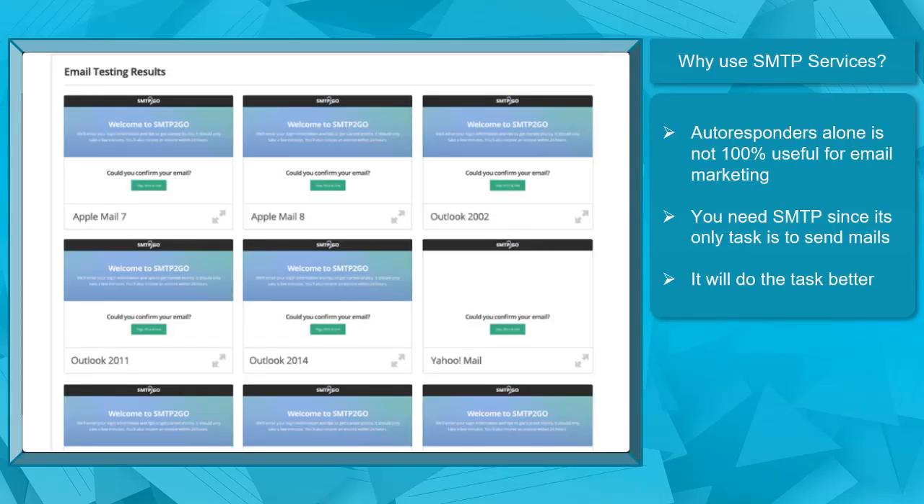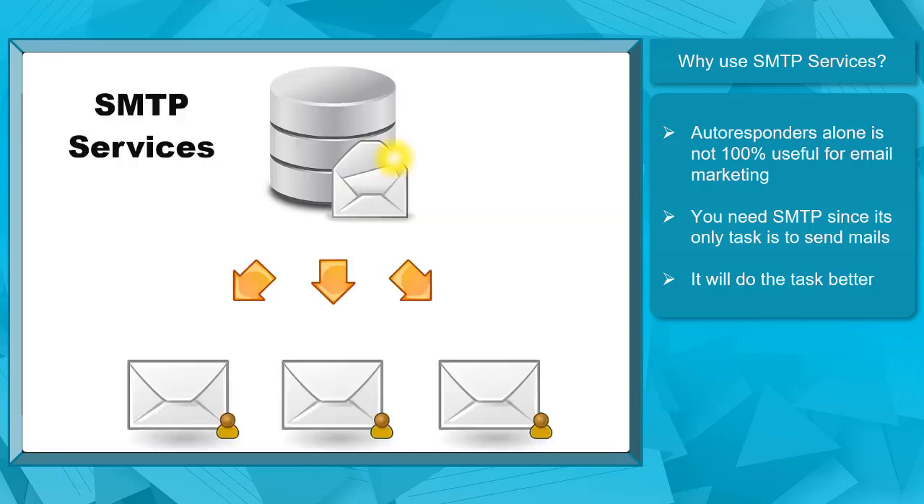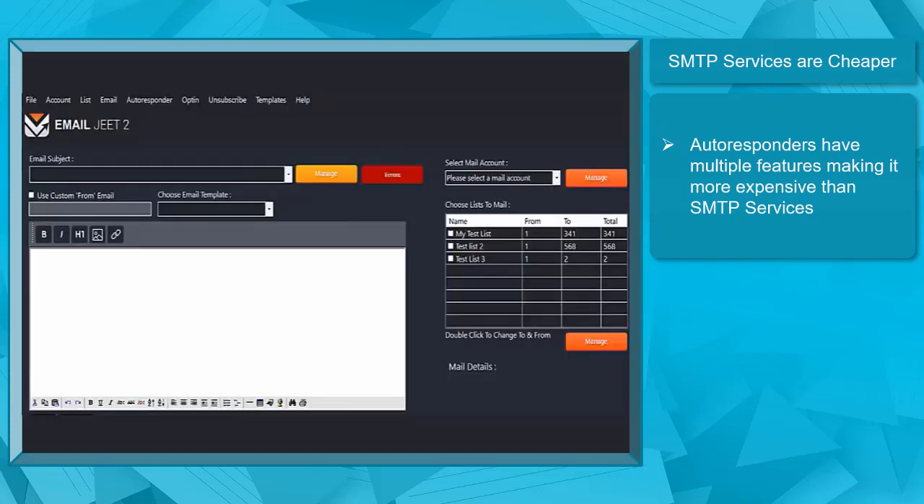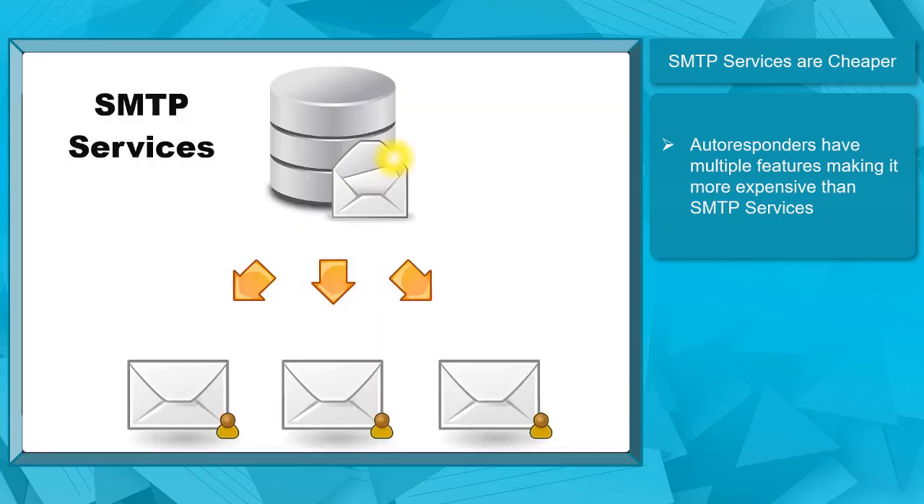So why do we need to use SMTP services if we already have autoresponders for sending mails? SMTP offers a better job at sending emails than autoresponders. SMTP services only do one task. That is to send mailouts to people on your list. Typically, they will do the task better than an autoresponder. SMTP services are much cheaper than autoresponders. Autoresponders have more features that you can use for your email marketing, so they are priced higher than SMTP services, which only have one feature, that is, sending mailouts.